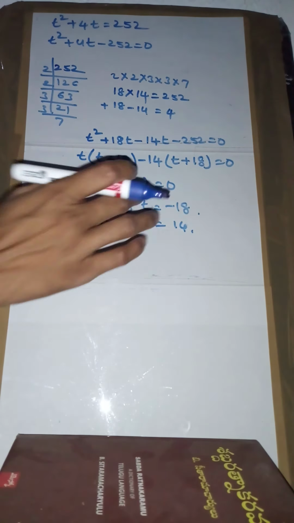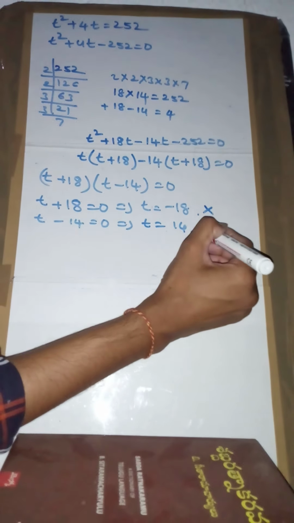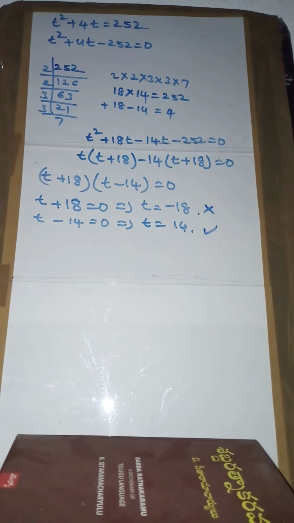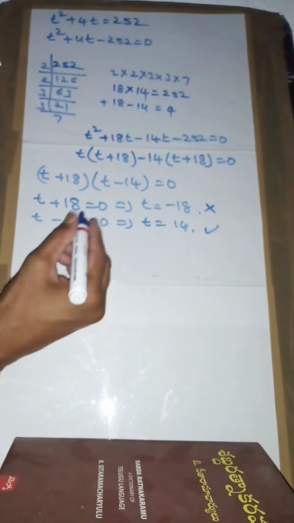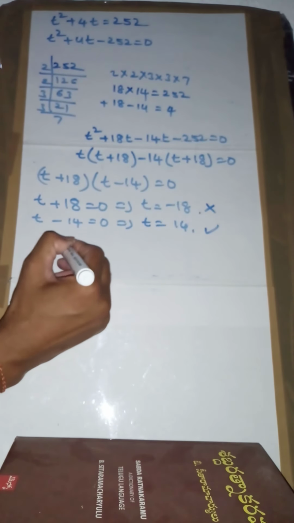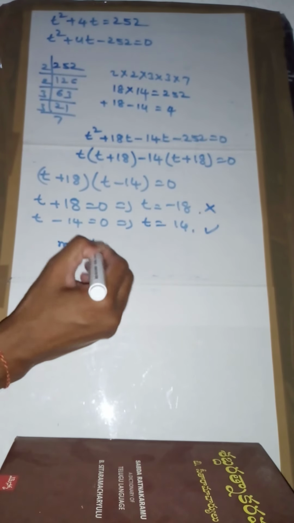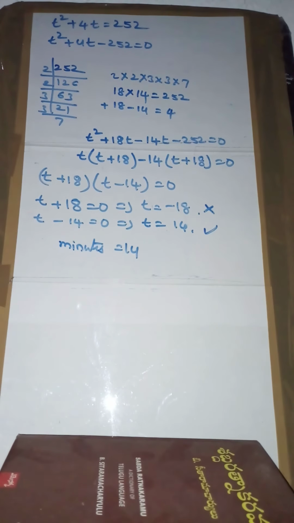See here, one is a minus value, one is a plus value. The minus value is not considered because negative minutes will not be considered. Only the positive minutes are to be considered. So t is equal to 14 minutes. So minutes is equal to 14.